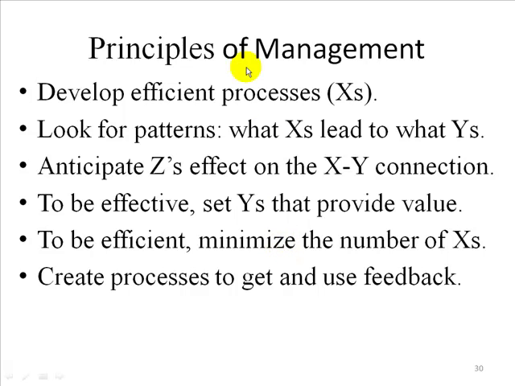So, principles of management overall is to develop efficient processes. Those are our X's. Look for patterns as to what X's lead to what Y's. Anticipate Z's effect on the XY connection. These are called contingency plans. What might happen that would interfere with the ability of our efficient processes to lead to the outcomes that we want? To be effective, we want to have whys, we want to have goals that provide value both to our customers and then through the feedback loop back to ourselves. To be efficient, we want to minimize what we're doing with our X's, and we want to create processes to get and use feedback. It's so important.